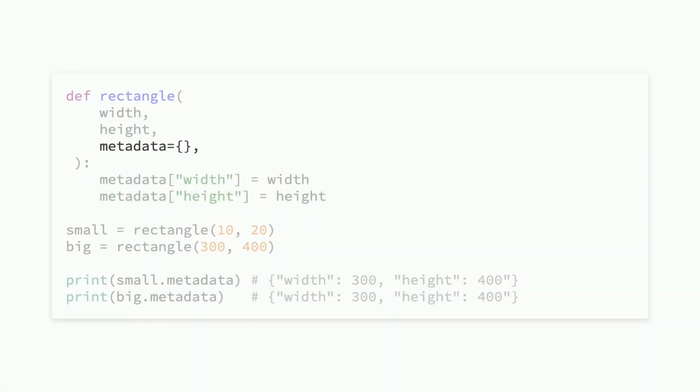And this is because in Python, the values for these default parameters are created when the function is defined, not when it's called, giving this strange outcome where all of the functions are sharing the same state, which in this case is 300 and 400, instead of 10 and 20.